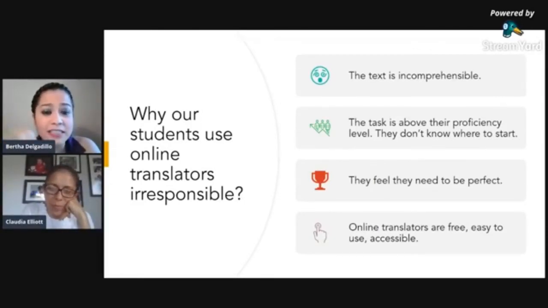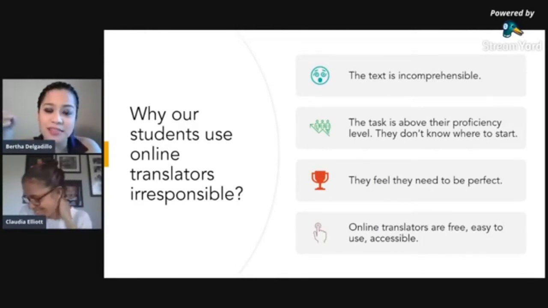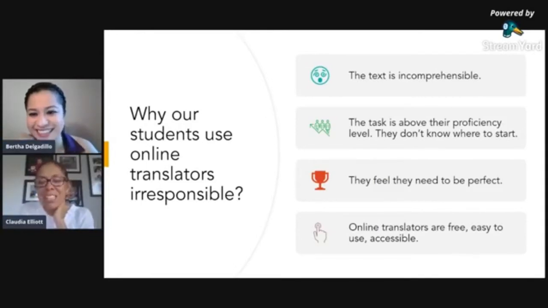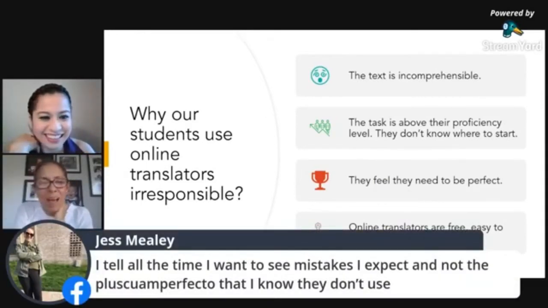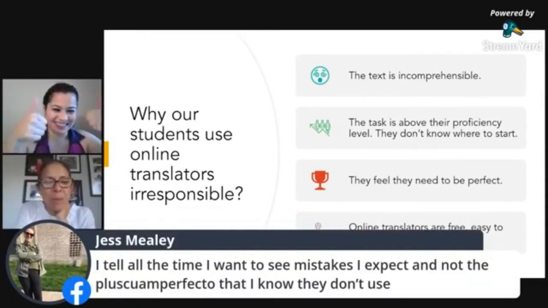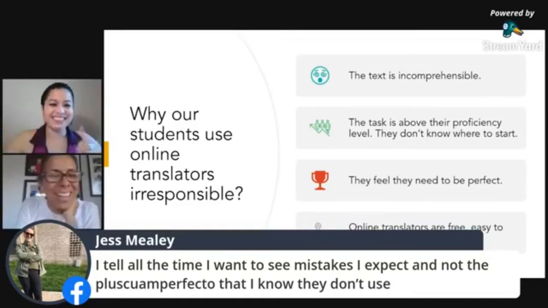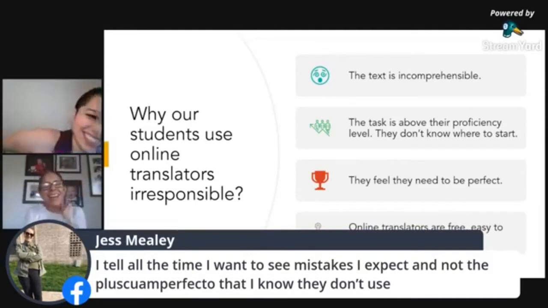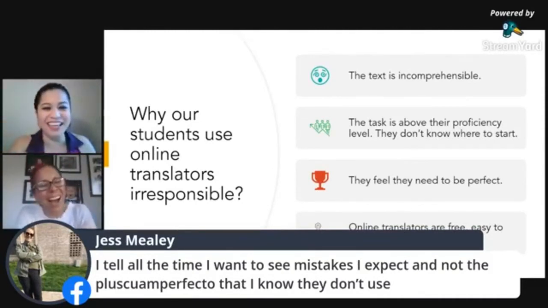So if the student feels it needs to be perfect, that means we need to be working with the students' attitude to what is expected from our classes. Yeah, I love Jeff's comments. I'm just having so much fun with Jeff. Jeff says, I tell them all the time, I want to see mistakes, I expect them, and not to be plus one perfecto. Oh my goodness, Jeff. Yes.